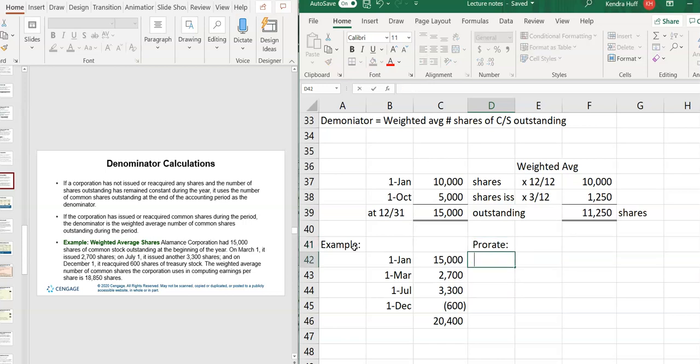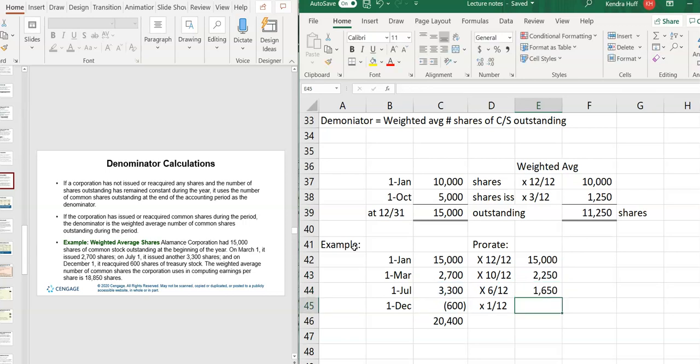So the one for January 1st was out all year. March 1st would be March, April, May, June, July, August, September, October, November, December, 10 out of 12 months. July 1st would be 6 out of 12. And then December 1st would be 1 out of 12. And then add those up. And the weighted average is 18,850.